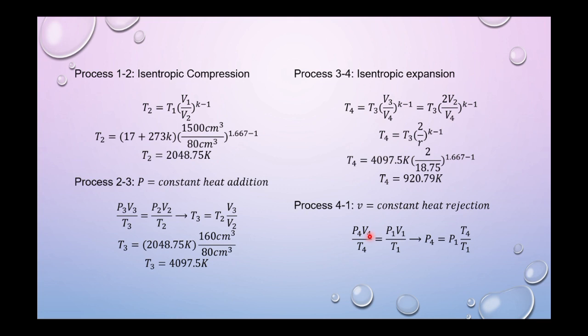Next, the process at state 4 to 1, which is constant volume heat rejection. So P4 times V4 over T4 is equal to P1 times V1 over T1. Since our volume is constant, P4 is equal to P1 times T4 over T1. So substitute, our P4 is equal to 100 kPa times 920.79 Kelvin over 17 plus 273 Kelvin. So our P4 is equal to 317.51 kPa, which is our pressure at the start of heat rejection.